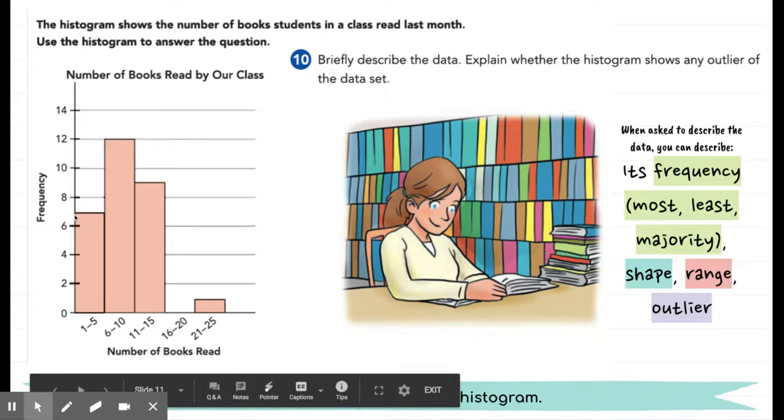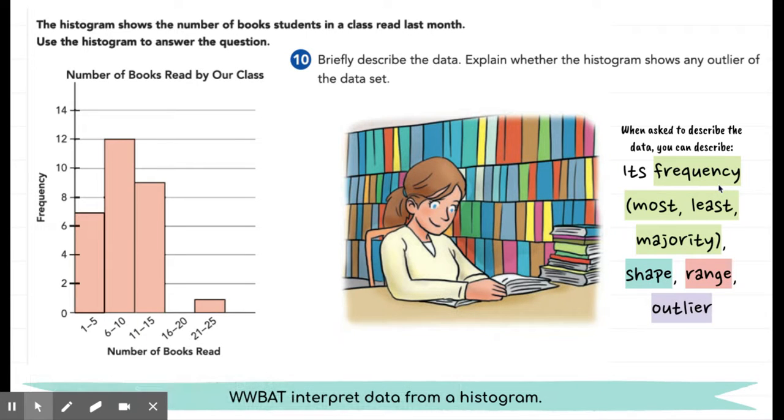So there are seven people who read 1 to 5 books last month. There are 12 people who read 6 to 10 books last month. There are 9 people who read 11 to 15 books last month. And there's one person who's a little bit of a nerd who reads 21 to 25 books last month. So you can describe the frequency. What did the majority of the students do?